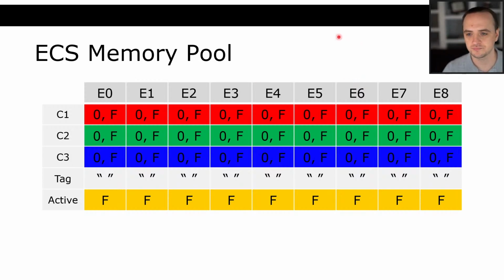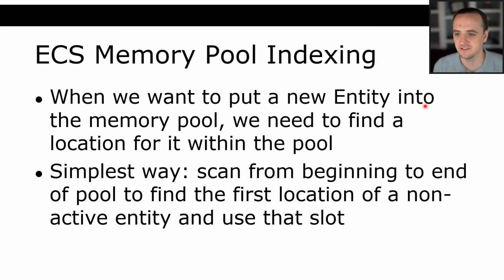So whenever we want to put an entity into the memory pool, we just need to find a location for it within the memory pool. And the fastest and simplest way to do that is just scan from the beginning of the pool to the end of the pool and find the first location of a non-active entity and use that slot.